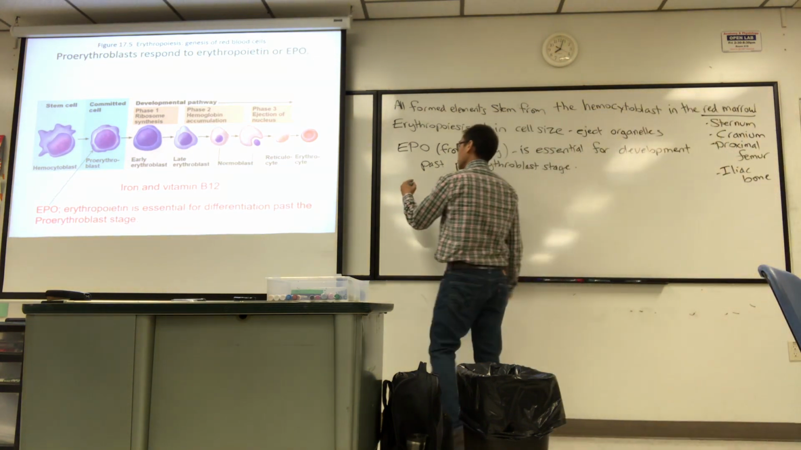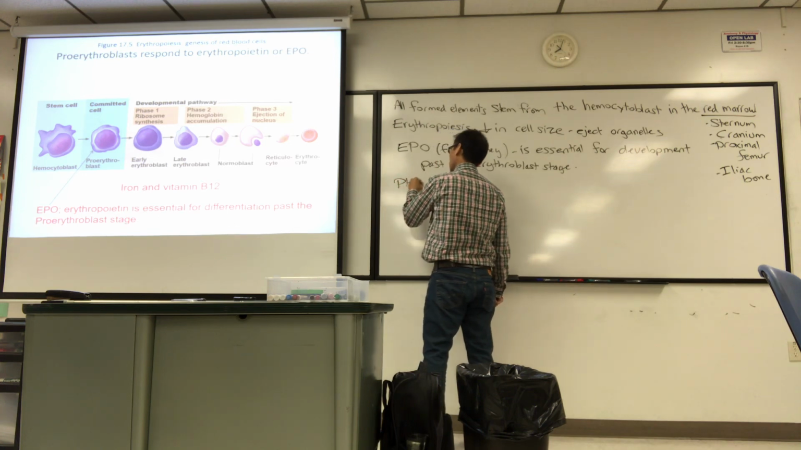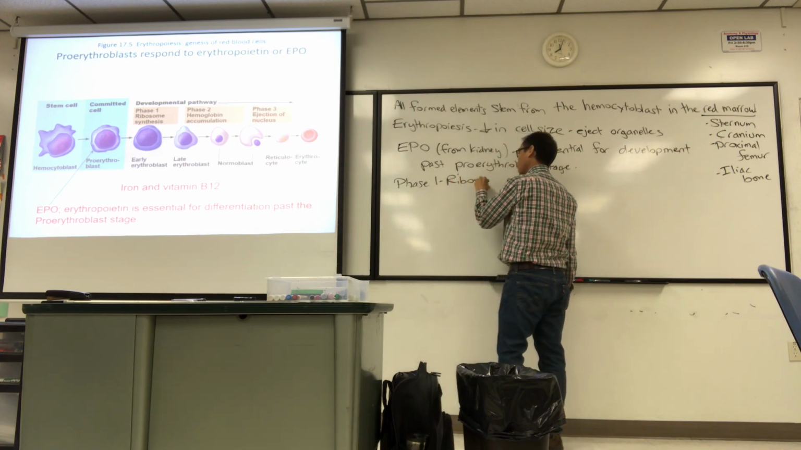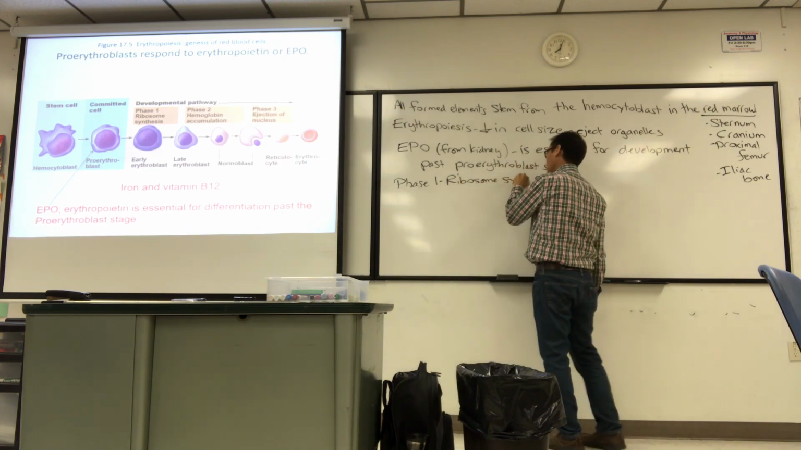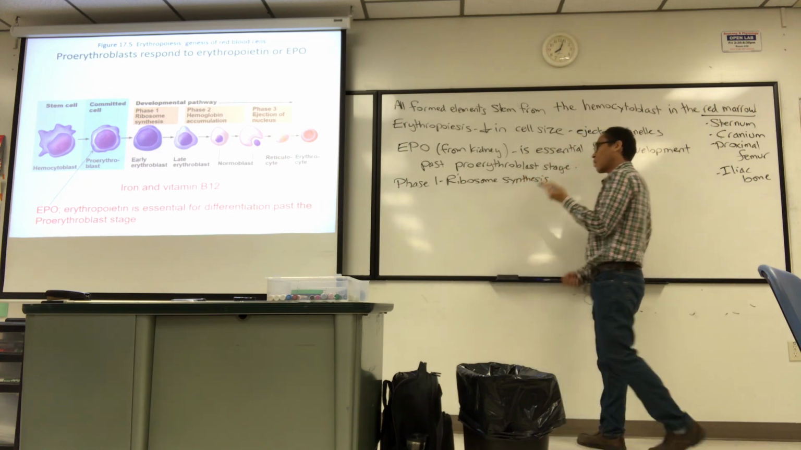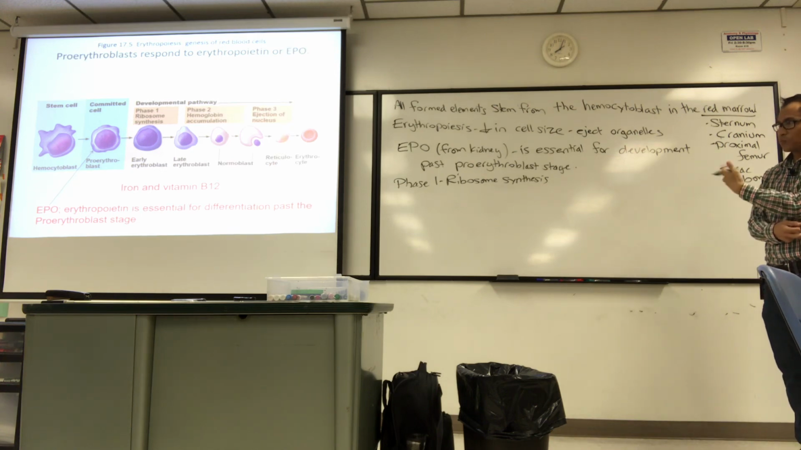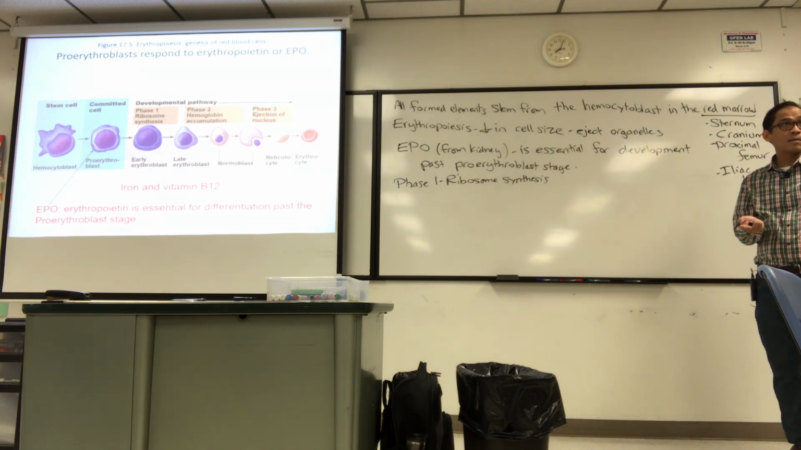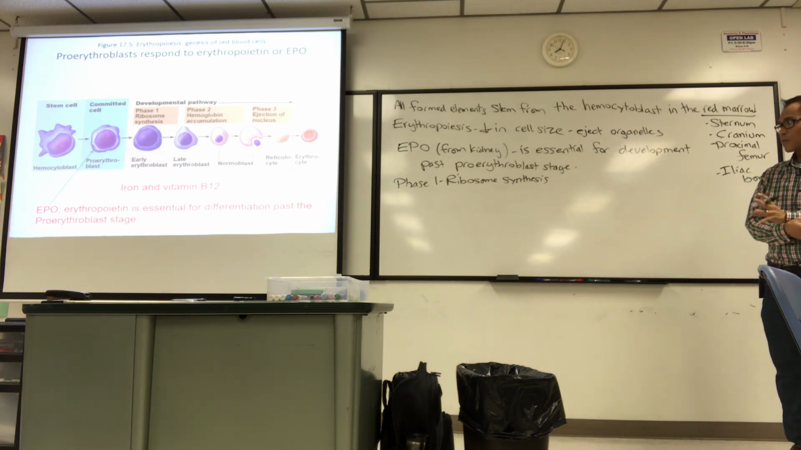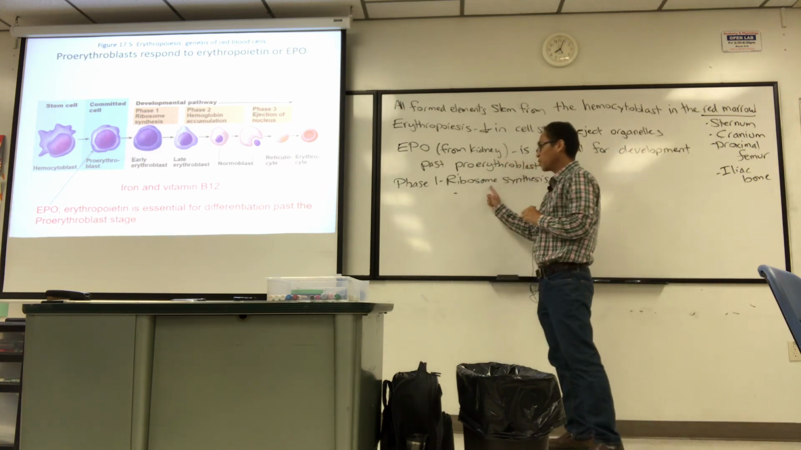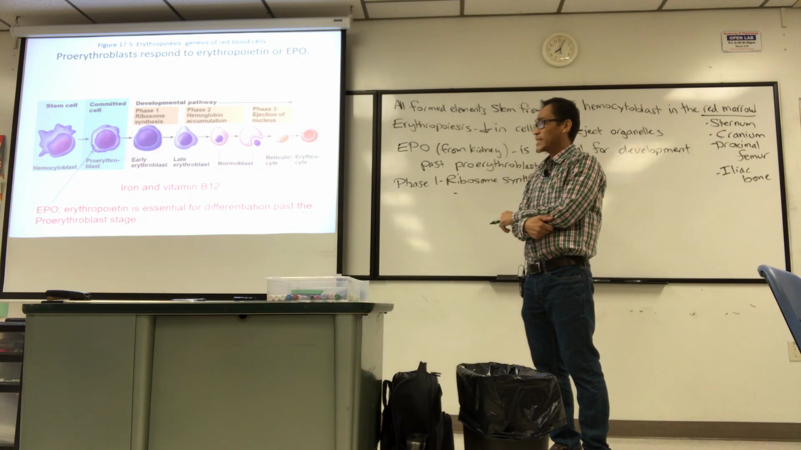Phase 1. Make ribosome. The ribosome is the rRNA. And whenever you see that, think we're getting ready to make proteins, right? And it's going to be hemoglobin, the O2 transporting protein. So we're getting ready to make proteins. So we need the ribosomes for the transcription and translation.